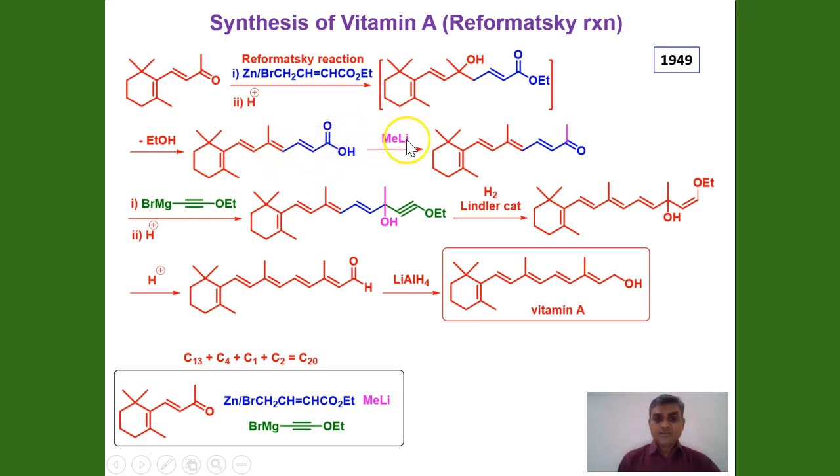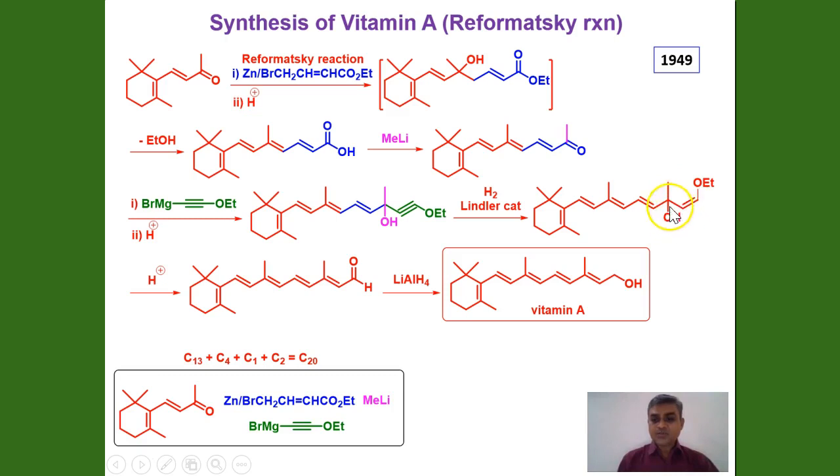Then it is treated with methyl lithium. It introduces one carbon atom here, and we are now getting a total of 18 carbon atoms. So 4 are coming from the Reformatsky reagent, 1 is coming from methyl lithium, and after this it is treated with alkynyl magnesium bromide, and we get a propargyl alcohol, a tertiary propargyl alcohol. Tertiary propargyl alcohol on Lindlar's reduction, H2, Pd, BaSO4, gives us a vinyl ether, and it's a tertiary allylic alcohol.